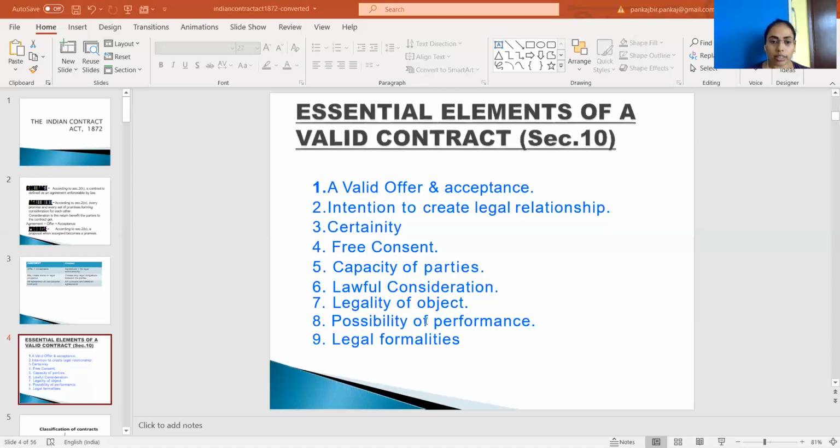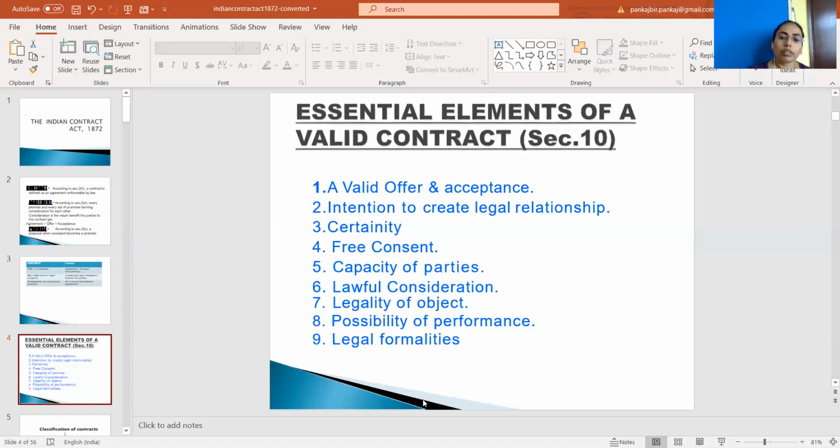Next essential is legality of object. That means here the meaning of object is the objective of the contract. So the objective, that means the purpose for which you are entering into a contract, should be lawful. It should not oppose any public policy, or go beyond the sections described in the IPC.